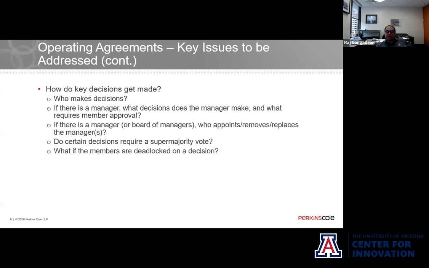And then what happens if the members are deadlocked on a decision? I've seen a number of situations where it's a two-person LLC, it's 50-50, and they're just at odds. They can't move forward with the company. They're deadlocked on every decision. They want to take the company in different directions. How do you deal with that situation? And there's one way I'll talk about in just a minute, that a lot of people can save themselves a lot of grief by having an operating agreement that addresses that decision.